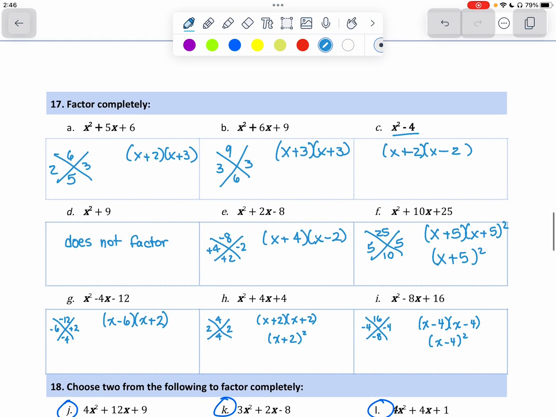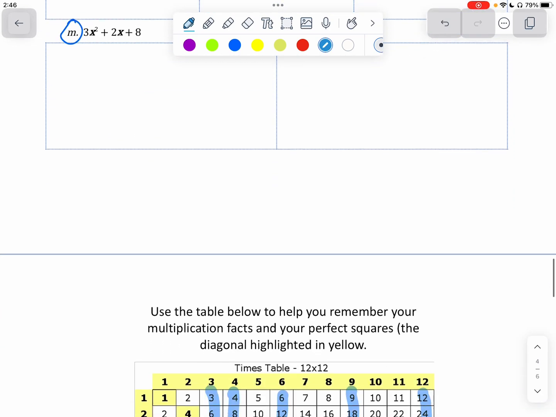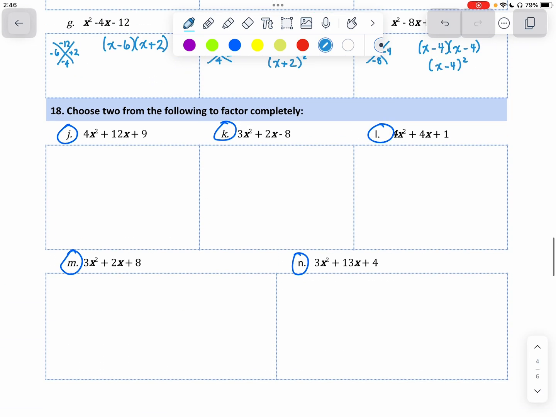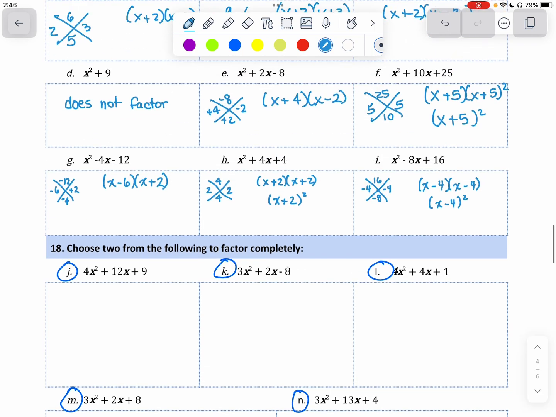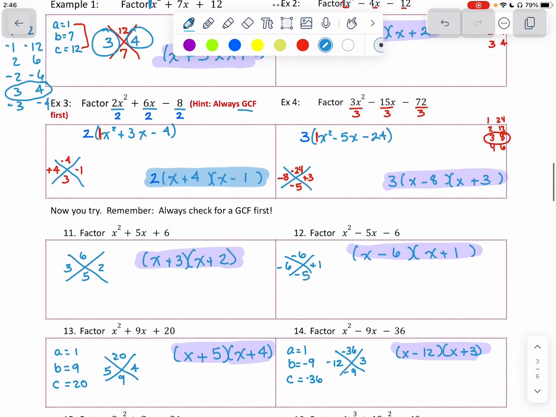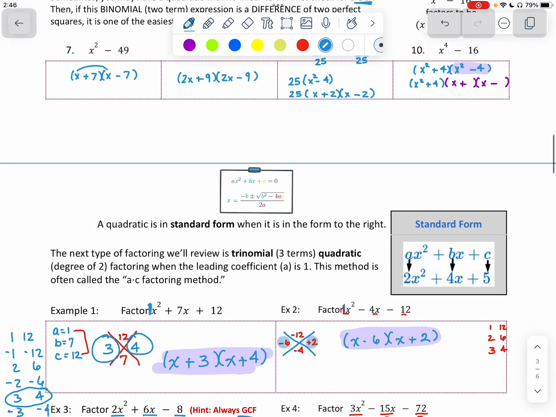And that is number 17, A through I. And then we'll pick up on these after we do the day 2 lesson. But that is, in a nutshell, factoring quadratic trinomials when the leading coefficient is 1.